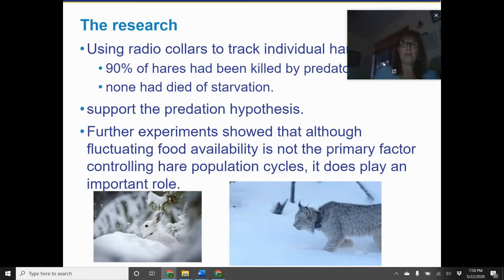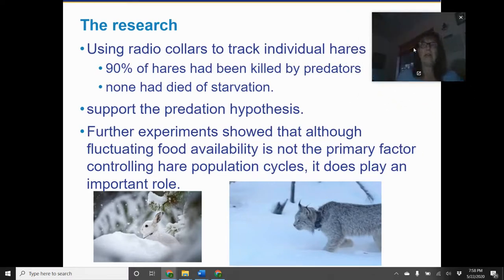So using radio collars is another way in which ecologists can track populations of organisms and determine what's going on. So in some populations, ecologists may attach radio collars. In this case, they used radio collars to track individual hares. And what they discovered was that 90% of the hares had been killed by predators, and that none of those hares had actually died of starvation, which supported their hypotheses that the predators were killing and depending upon the hares for their food, which supported that boom or bust cycle. Further experiments showed that although fluctuating food availability is not the primary factor that controls the hare population cycles, it does play a very important role.